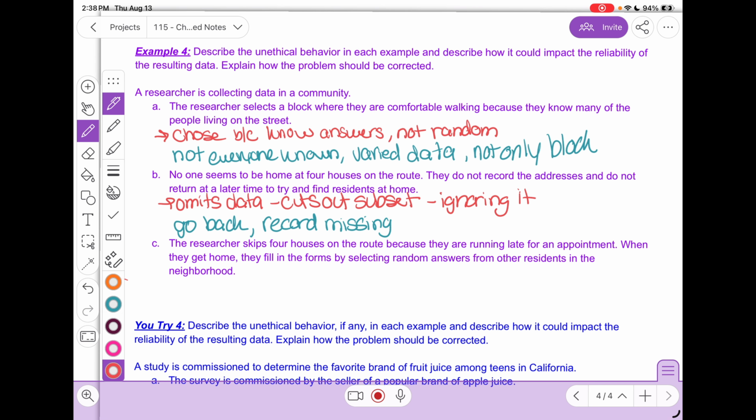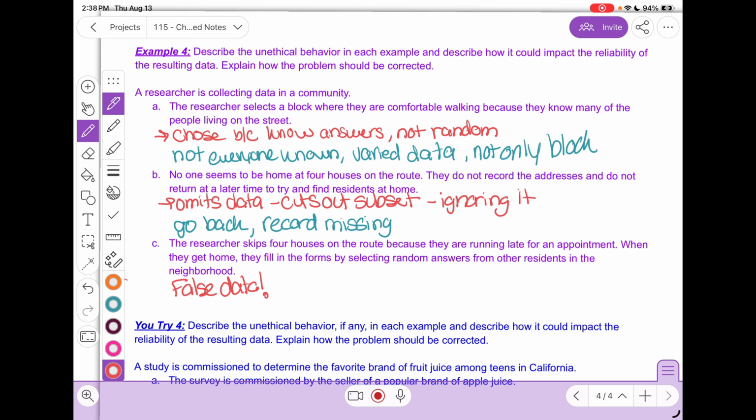All right, let's look at C. The researcher skips 4 houses because they're running late for an appointment. When they get home, they fill in the forms by selecting random answers from other residents in the neighborhood. This is false data. This is the worst out of all of it. Not only are you ignoring stuff, you're making stuff up. So, this is really bad.